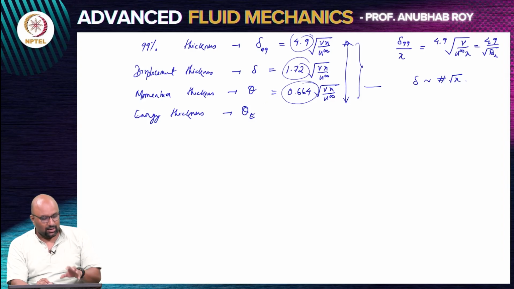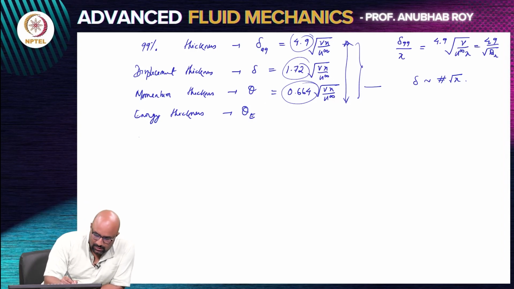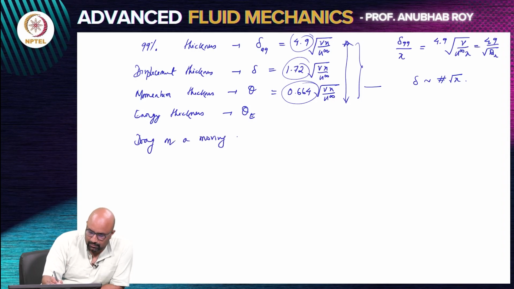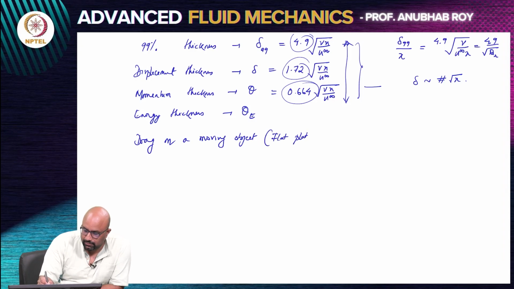But coming to the final part of the Blasius discussion, what was the original motivation? The original motivation for doing this study was to actually find the drag on a moving object, or flow past a moving object. What is the resistance or the drag on the object? Now, here for us that object is a flat plate. We have flow past a flat plate.